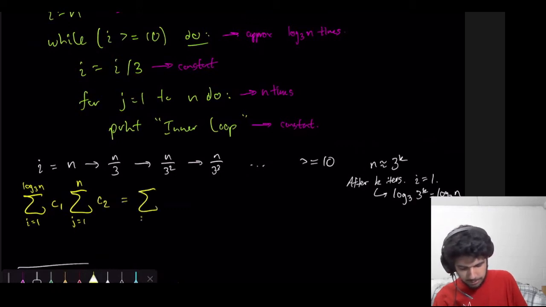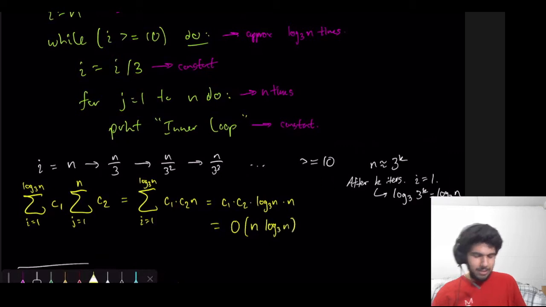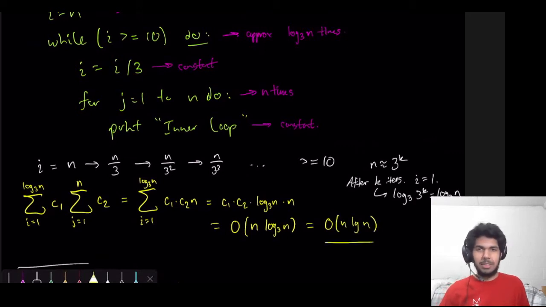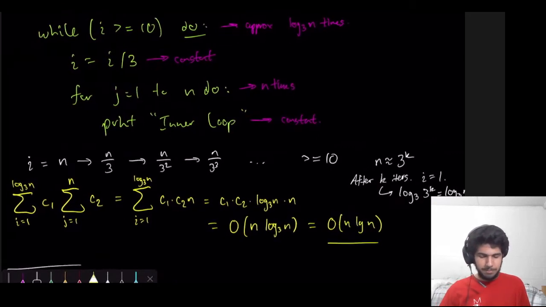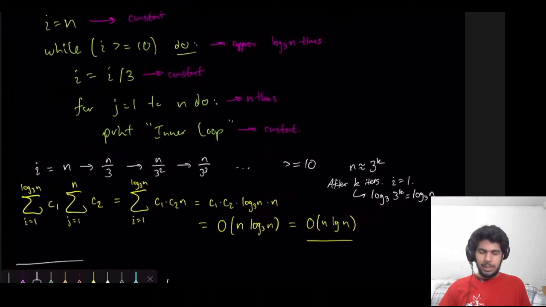So this will simplify down to the sum from 1 to log base 3 of n of C1 times C2 n, and that will be equal to C1 times C2 times log base 3 of n times n, and that is equal to big O of n log base 3 of n, or alternatively O of n log base 2 of n, because we're typically using powers of 2 in computer science. So yeah, that is just another analysis right there.